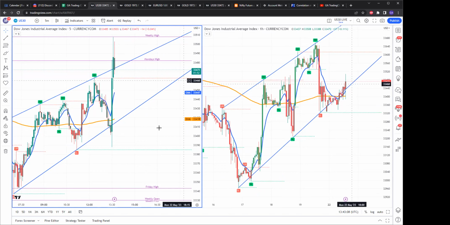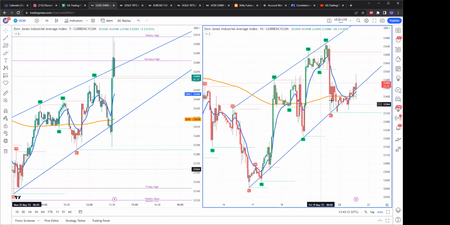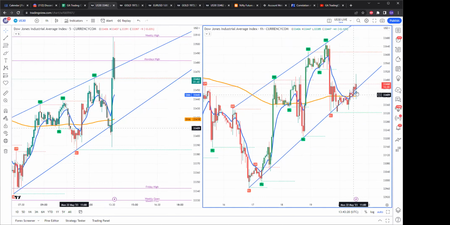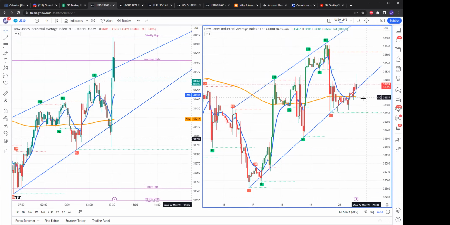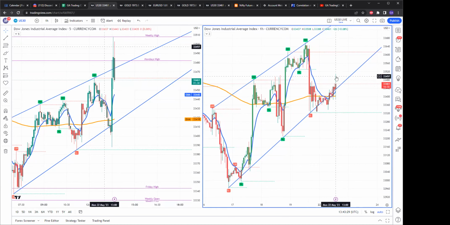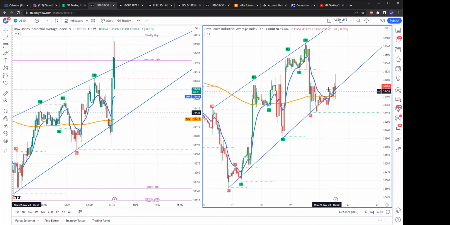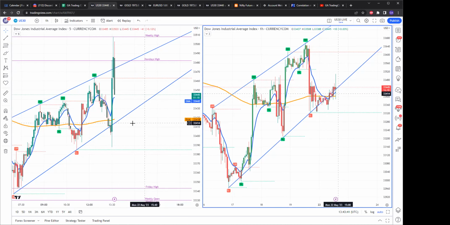So let's see what we have here. For US 30, we have this static trend line to the upside on the hourly, and you can see that's where price is retracing from. This is the strong point of interest for US 30, 33,440. If this hourly candle closes above this trend line, we need to wait for the next hourly candle to retest and close for any long-term buys.